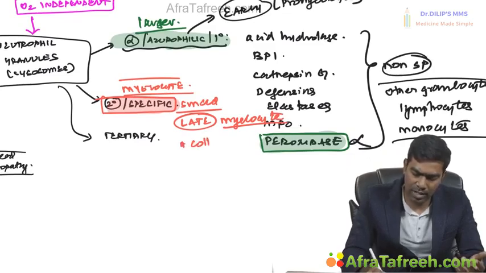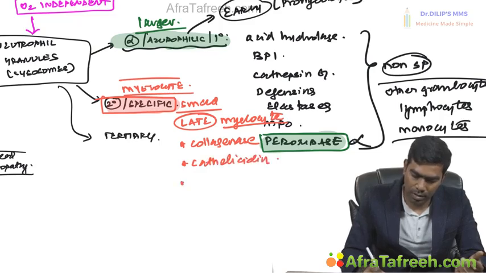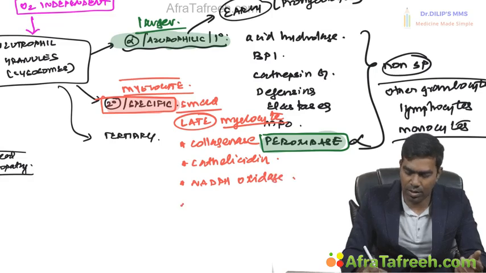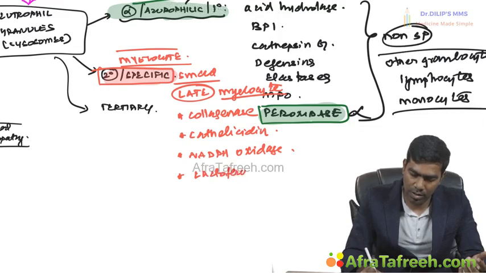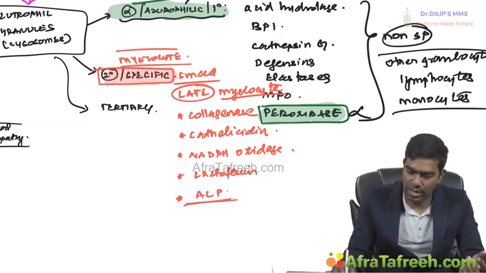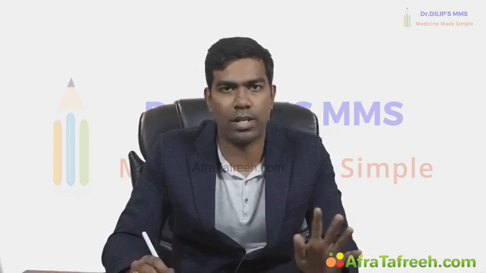And very importantly, they contain certain substances like collagenase, cathelicidin, they also contain NADPH oxidase, which is defective in your chronic granulomatous disease, and they also contain lactoferrin, and they can contain alkaline phosphatase. And remember, these granules do not stain with Romanowski stain. Very important. Remember, only the azurophilic granules commonly stain with your Romanowski stain, but these specific granules generally do not stain with Romanowski stain. Very important. And again, they form a little bit late.